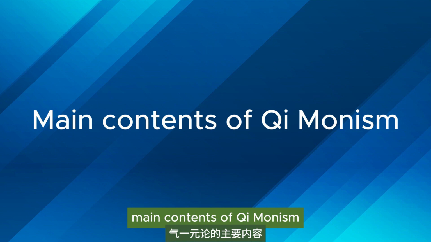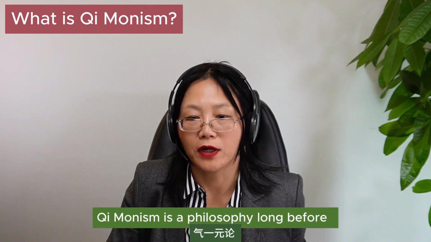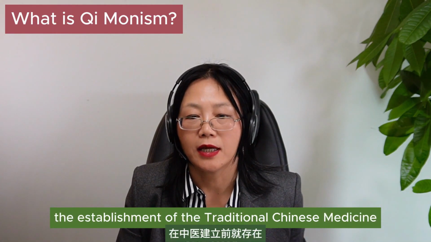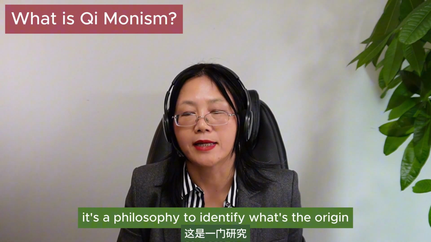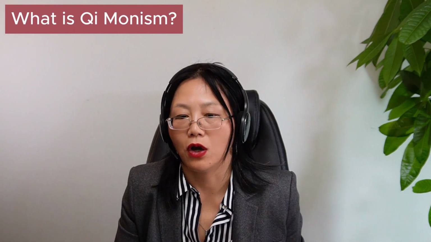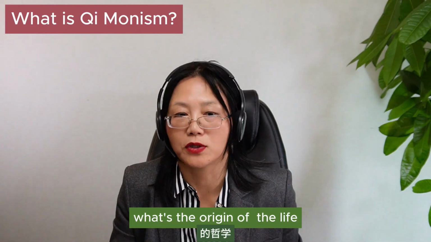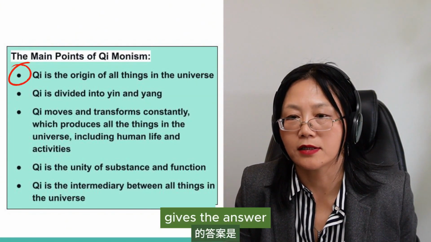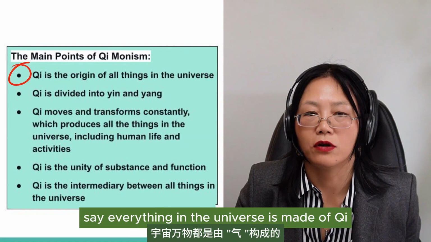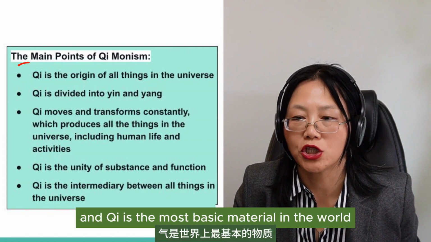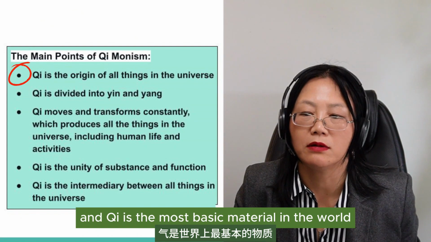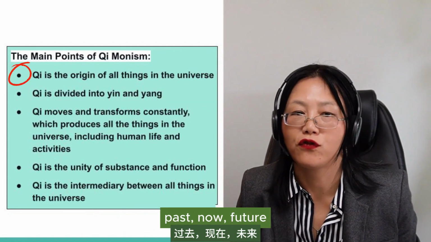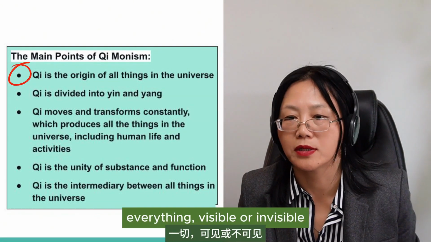Main contents of Qi Monism. Qi Monism is a philosophy from long before the establishment of traditional Chinese medicine. It's a philosophy to identify the origin of the nature of the world. What's the origin of life? Qi Monism gives the answer: everything in the universe is made of Qi, and Qi is the most basic material in the world. Everything, just think about past, now, future, everything, visible, invisible, is made of Qi.